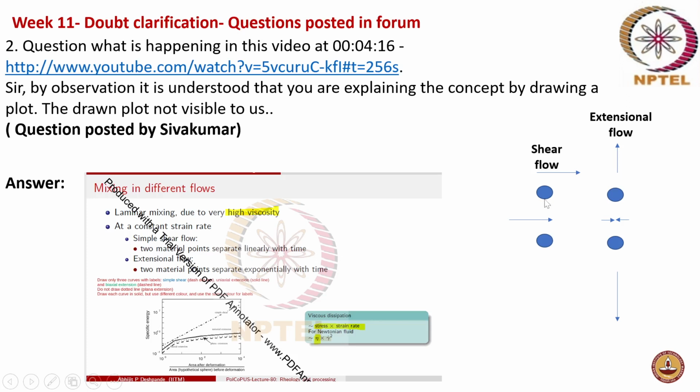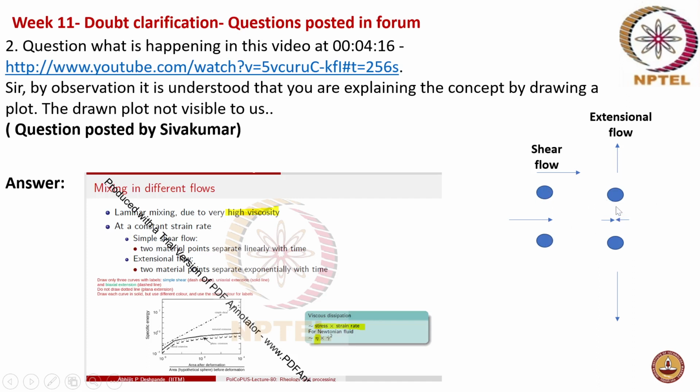Now actually, the objective of the explanation was, consider 2 vertically placed points. In case of shear flow, due to application of shear, this particle starts moving, and the shear direction is vertical. So once the flow starts to happen, this particle will start moving, and this particle will also start moving, whereas the separation between the points will slowly go linearly.